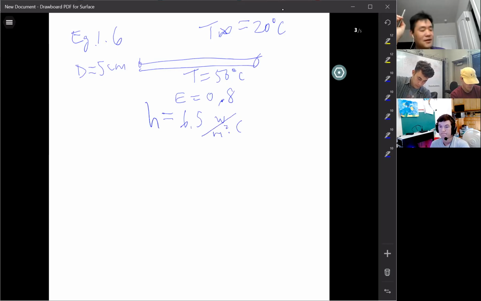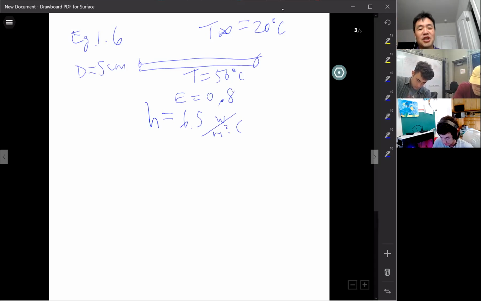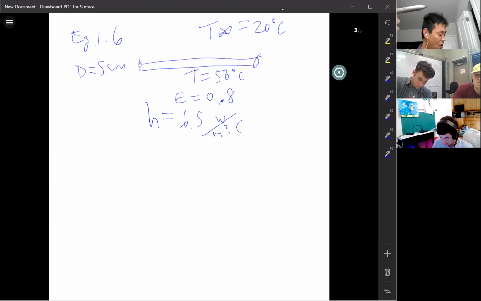So obviously from the problem statement, there are two heat transfer mechanisms here, okay? Luckily it's not three. It's only two. So it's the convection and the radiation you have to consider from the surface of the hot pipe to the environment, okay?